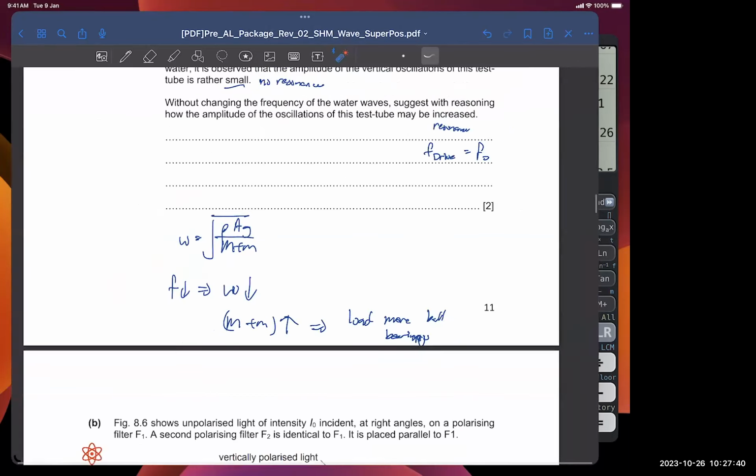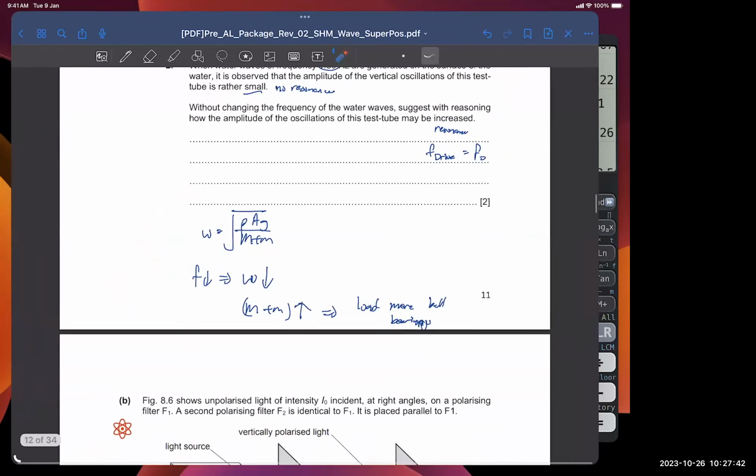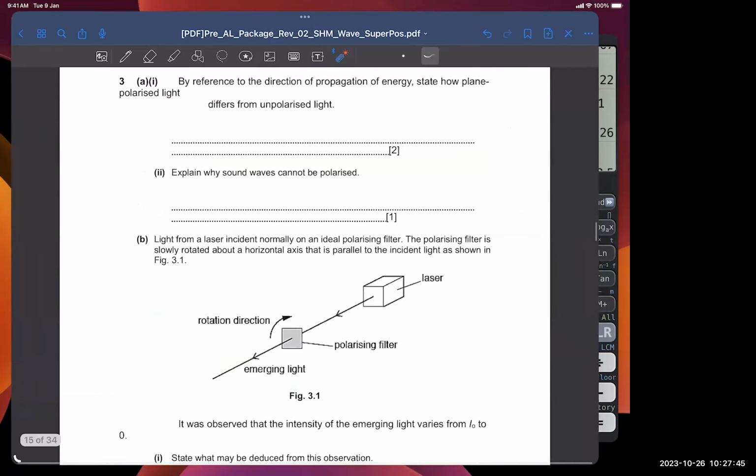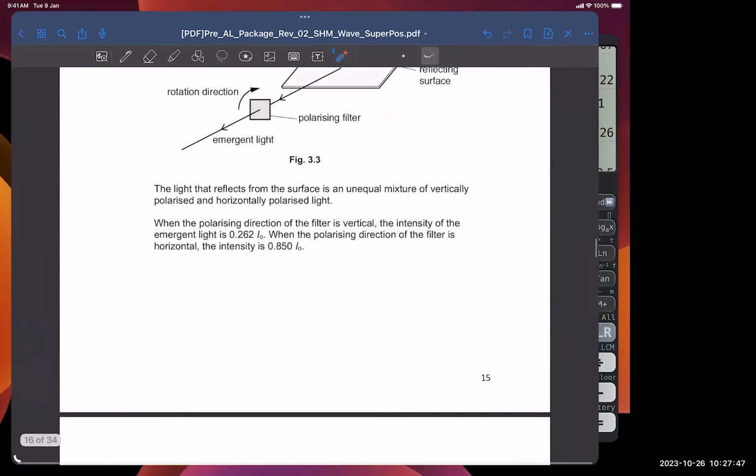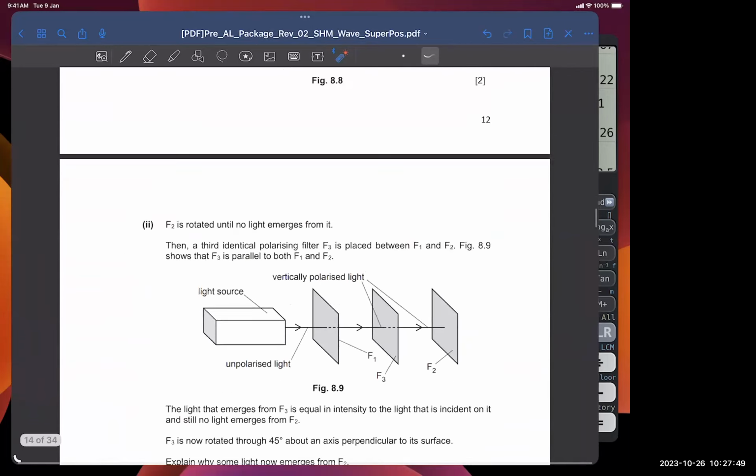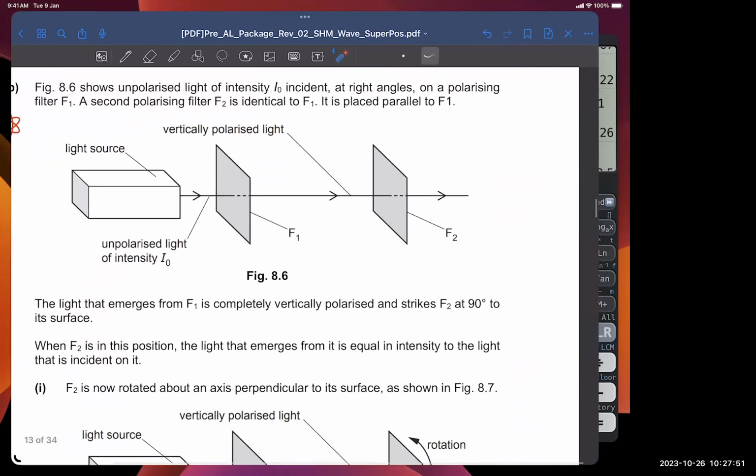It's 10:30 already. If anyone needs to go off, go off lah. Otherwise I'll just finish up. This is the last part, right? Last question. I hate polarization, but let's do it.